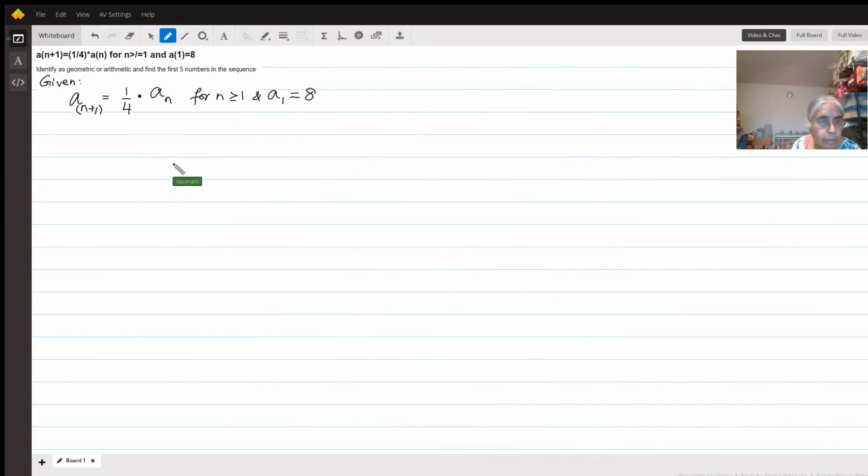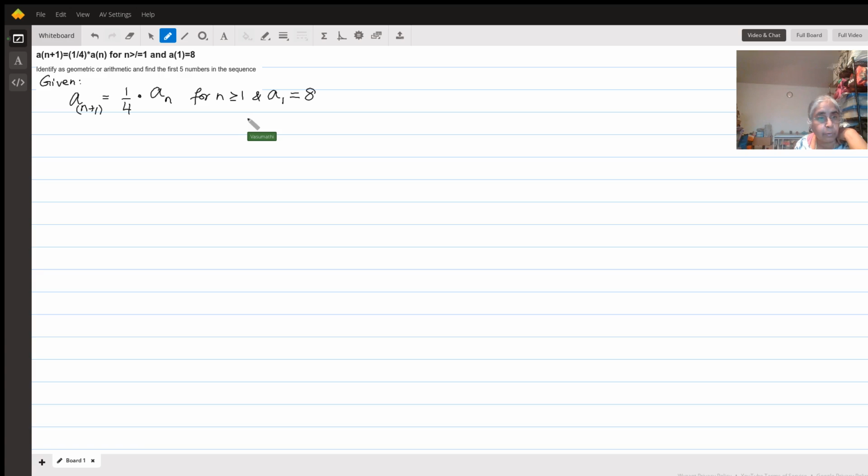All right. So we are given the n plus 1th term in a sequence. The formula for that is, if you want to find the n plus 1th term, you have to take the previous term, which is the nth term, written as a sub n, and multiply it by 1 over 4. The values n can take are 1 or greater than 1. We are also given the first term here, which is 8. When you say a1, that is the first term.